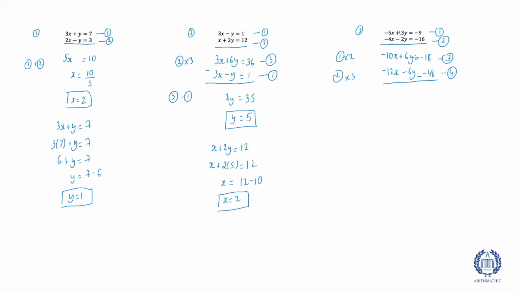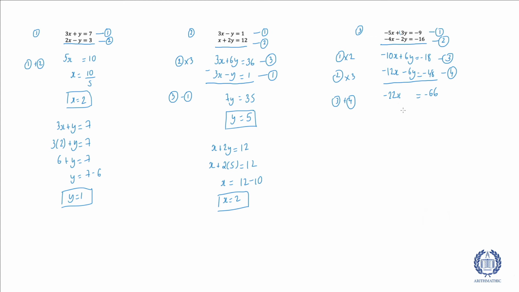Now, can you see, look at the y's. They're the same now, isn't it? So that means you can get that to 0. And the only way I can get 6y minus 6y to 0 is if I add them. So then what I'm going to say is equation 3 add equation 4. So I'm adding them vertically. Minus 10 add minus 12, minus 22x. 6y add minus 6y gives you 0. Minus 18 minus 48 is minus 66, right?